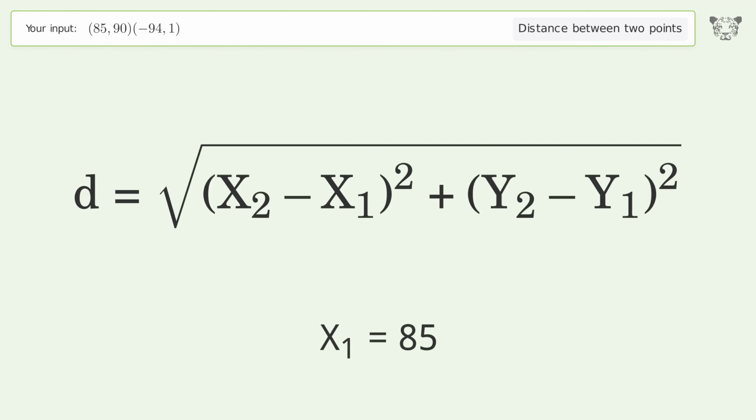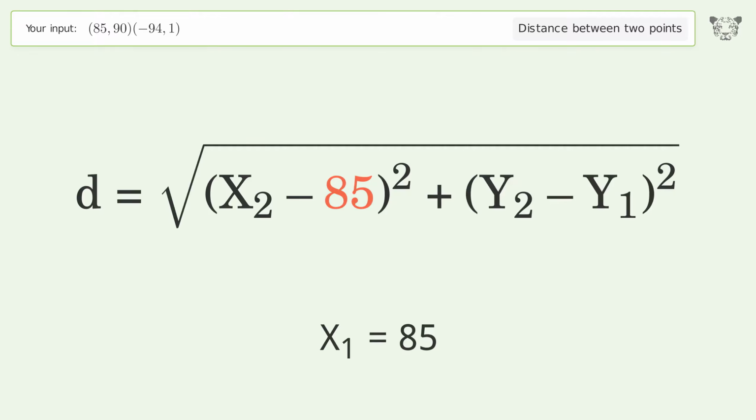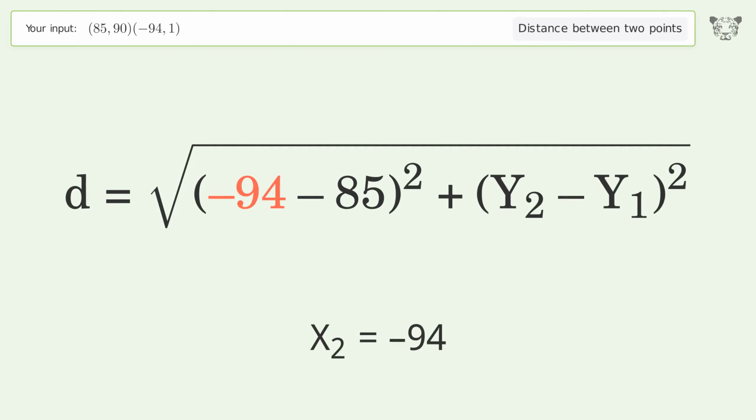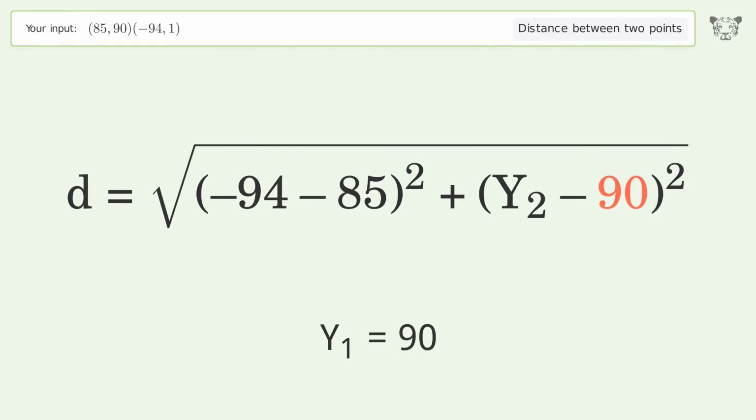x1 equals 85. x2 equals negative 94. y1 equals 90. y2 equals 1.